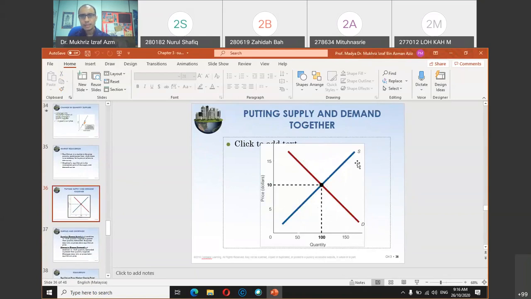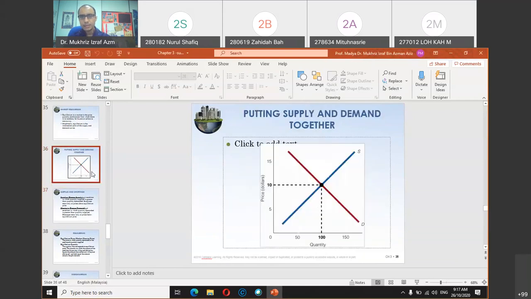when it comes to equilibrium, when you put the two graphs together, supply and demand, when both curves intersect or cross each other, the point of intersection is what we call the equilibrium price and quantity. This is where both the consumers and the suppliers agree, or this is the optimum price in the market. At this equilibrium point, the price of this particular good is $10, and the equilibrium quantity, where the quantity demanded is equal to the quantity supplied, is 100 units. Okay, so that is the concept of equilibrium.